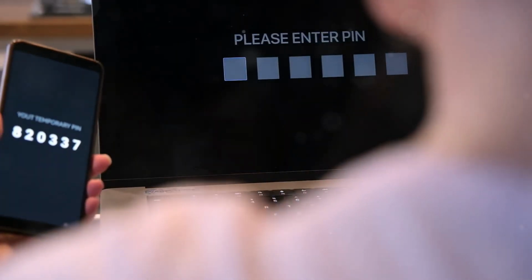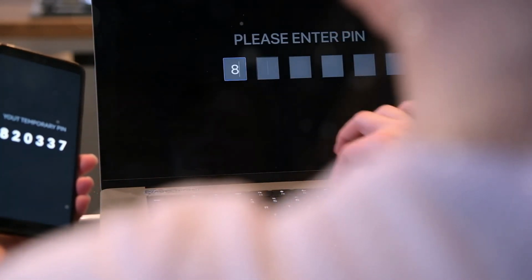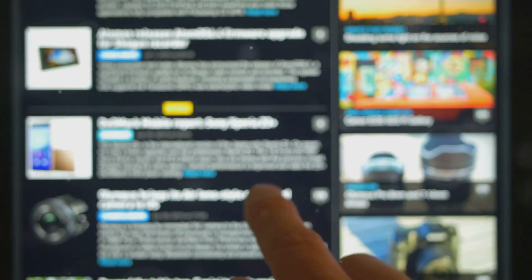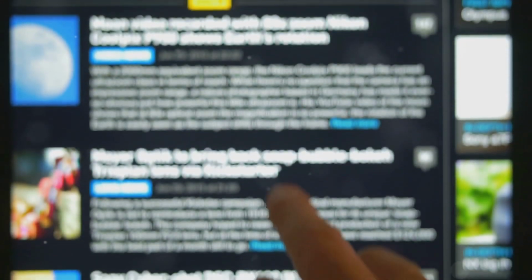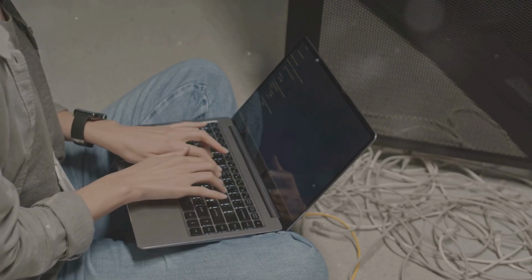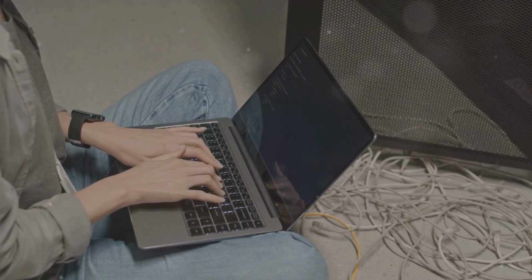Next, enforce multi-factor authentication, MFA, at every access point. MFA adds an extra layer of security by requiring users to present 2 or more verification factors, such as a password plus a code from their phone. This is especially important for remote access and privileged accounts, where credential theft is a common attack vector.